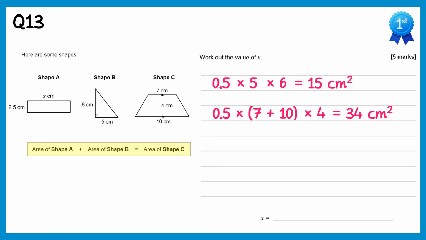So we know the area of shape B and the area of shape C. But remember we were told A plus B gives you C. So whatever the area of shape A is, we must add it to B to get C. So if we do 34 take away 15, we'll find the area of shape A, which is 19 centimetres squared. So if we know the area of shape A, which is a rectangle, is 19 centimetres squared, we can just multiply 2.5 by x, since that's how you find the area of a rectangle, which gives you 2.5x, and this needs to give you 19. So to find x on this one, you just divide both sides by 2.5. Use your calculator for this, 19 divided by 2.5 gives you the answer as x equals 7.6.